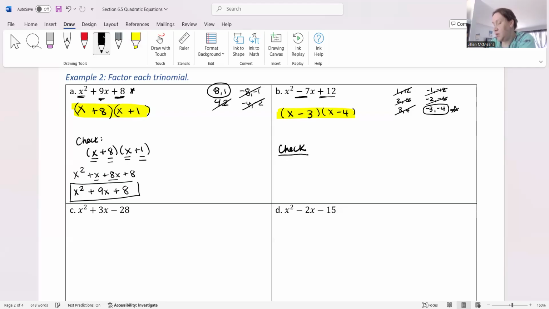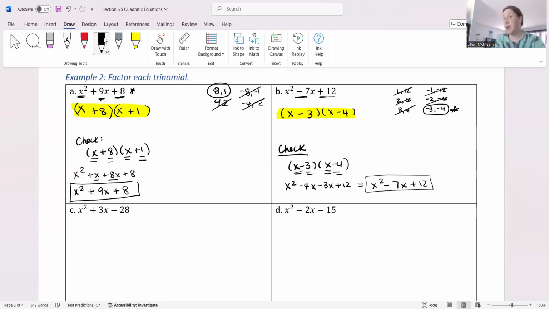We can check with multiplication. We can do the FOIL method. So we have x minus 3 times x minus 4. So we would take x times x, x times -4, -3 times x, and -3 times -4. And then when we simplify it, we get our x squared minus 7x plus 12. And that's it. So you can check your answers here very easily to see if you have factored correctly, okay?